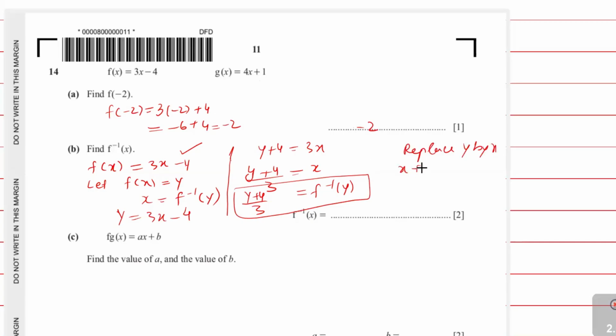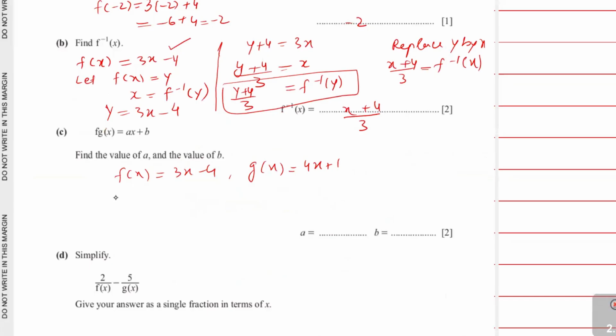We get (x plus 4) over 3 equal to f inverse of x, and therefore (x plus 4) over 3 is the f inverse of x. Part C: f of g of x equal to ax plus b. Look here, f of x equal to 3x minus 4, g of x equal to 4x plus 1.